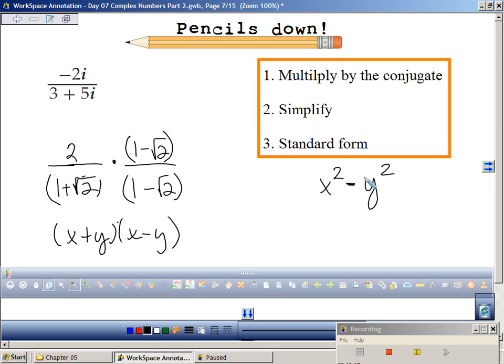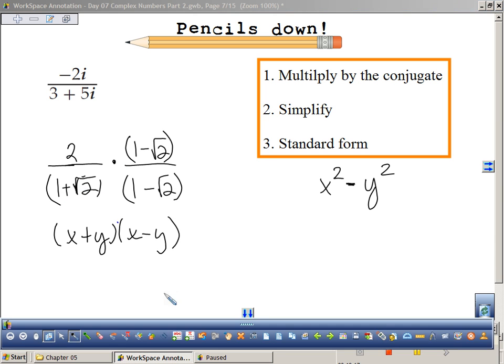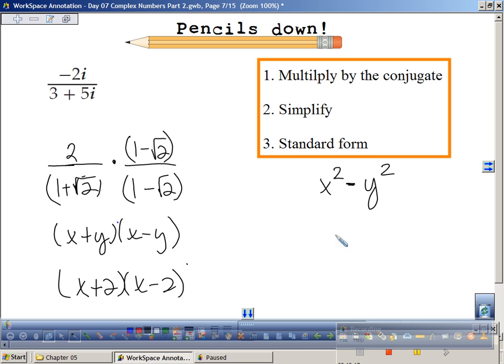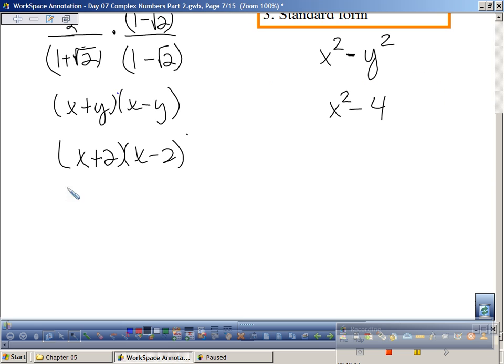Let's use that same type of reasoning to do this one. What was this one originally then? Let's try another. x plus 2, x minus 2. What was that originally? x squared minus 4. What's this one? What's that one? x squared minus 1. What's this one?